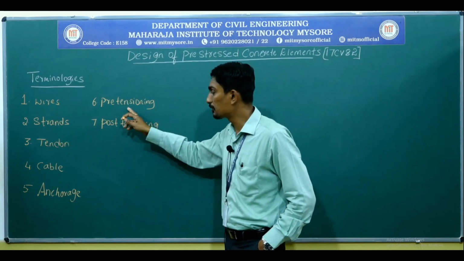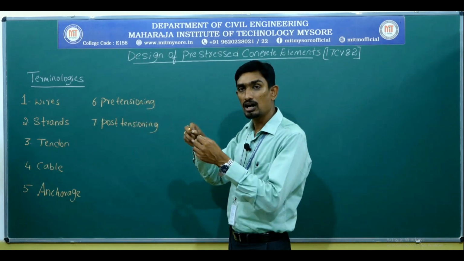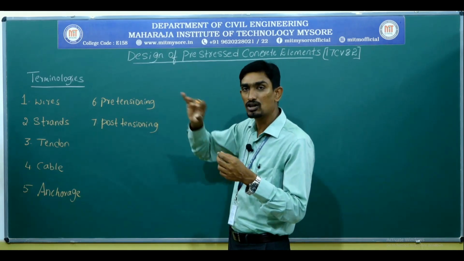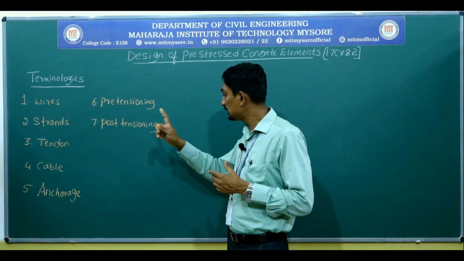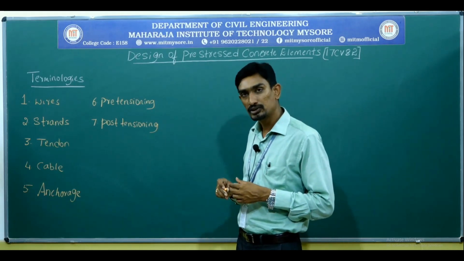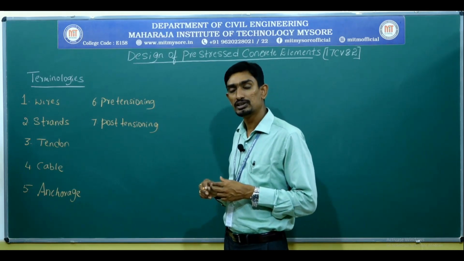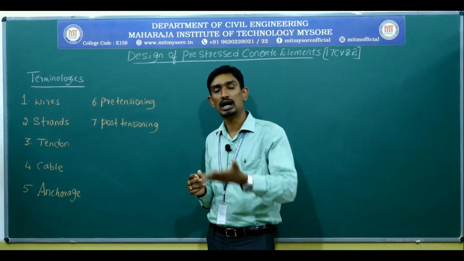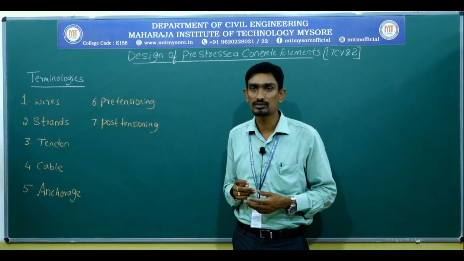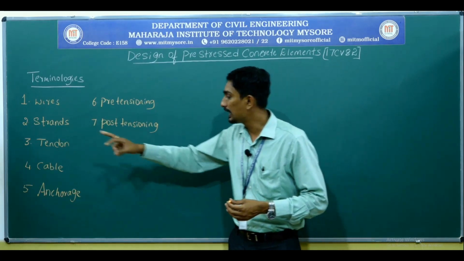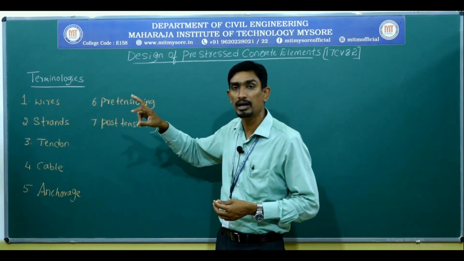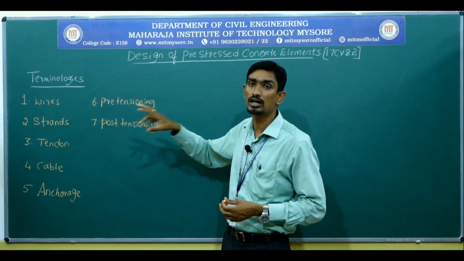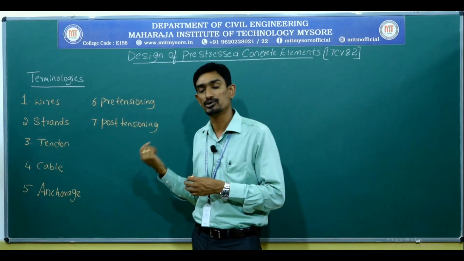Now, in pretensioning, the tendons are stretched first, pretension is applied, and later concrete is poured. But in post-tensioning, first the concrete is cast and allowed to harden for a sufficient number of days, and later the cable or tendons are tensioned against this hardened concrete. That is the methodology in post-tensioning.